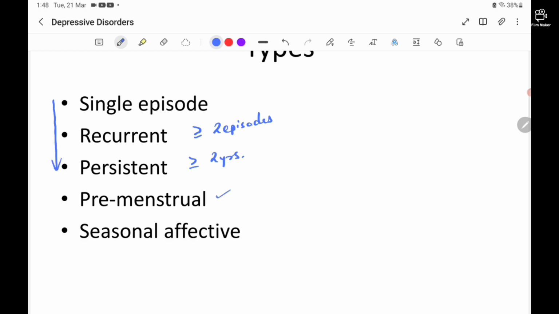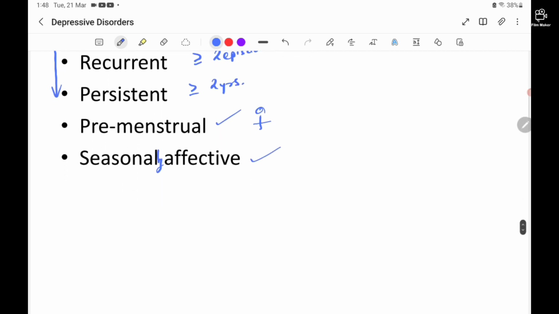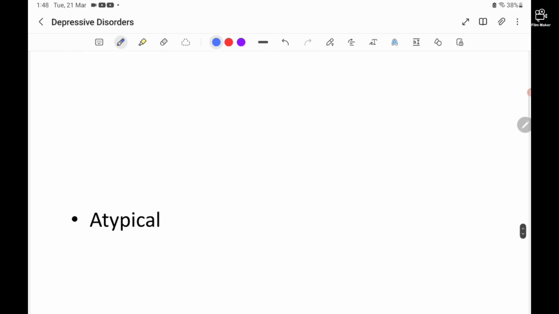Then there can be premenstrual depression in women. There can be seasonal affective depression, that is the person can feel depressed in some season. Specifically, it can be winter, the person can feel depressed in winter, or he feels depressed in summer or autumn, like that. This is seasonal dependent depression. And there is atypical depression. Atypical depression is a huge topic.